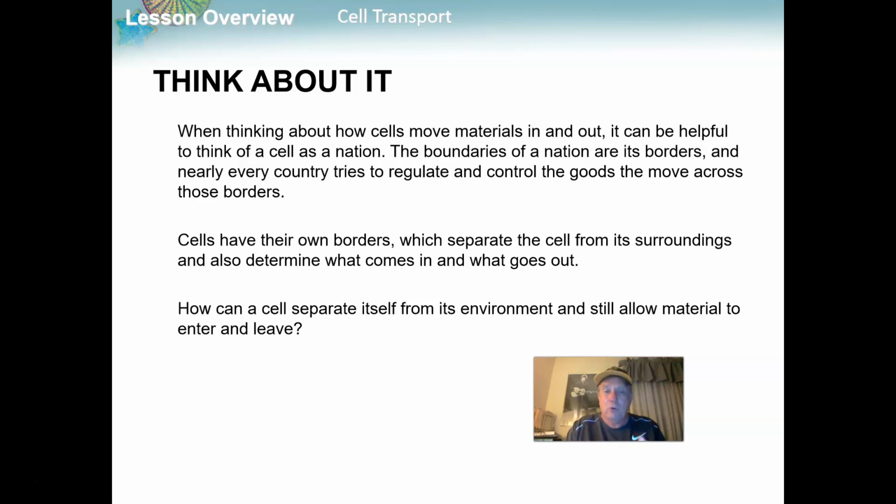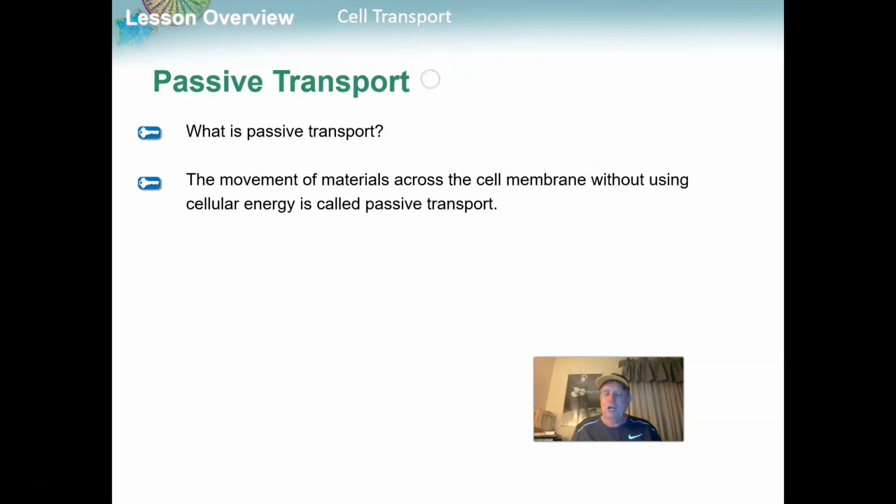Cells have their own borders, which separate the cell from its surroundings and also determine what comes in and goes out. How can a cell separate itself from the environment and still allow materials to enter and leave? We're going to talk about passive transport. That's our key question. What is passive transport?